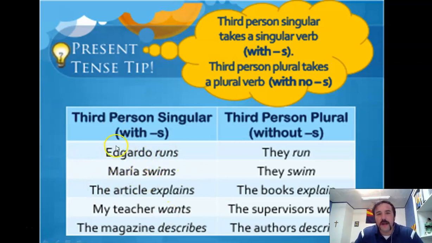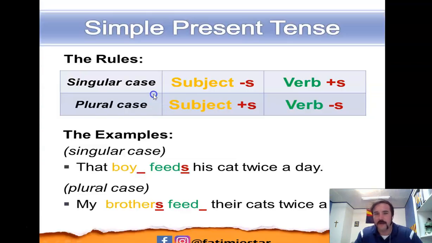So here again, if you have Eduardo is singular, just one Eduardo. What does he do? He runs. Maria, just one Maria, so she swims. Notice all the way down here, the article, the teacher, the magazine, all singular nouns. So the verb ends in S. Here, all plural nouns or pronouns, they, books, supervisors, authors. So the verb does not end in S.